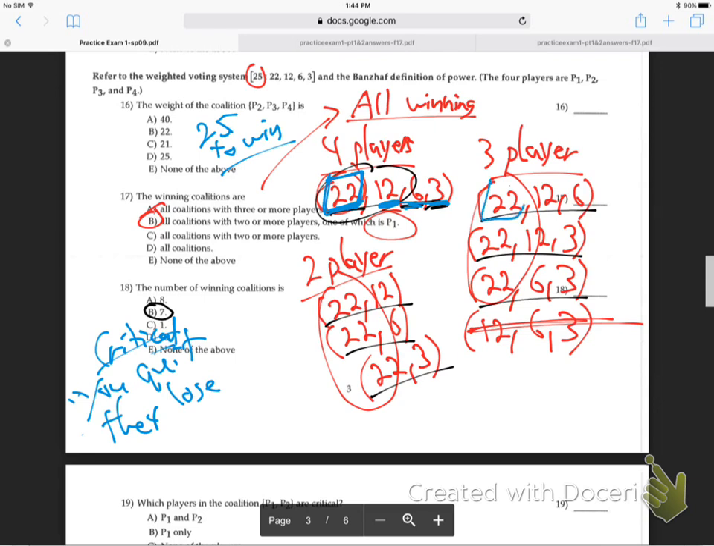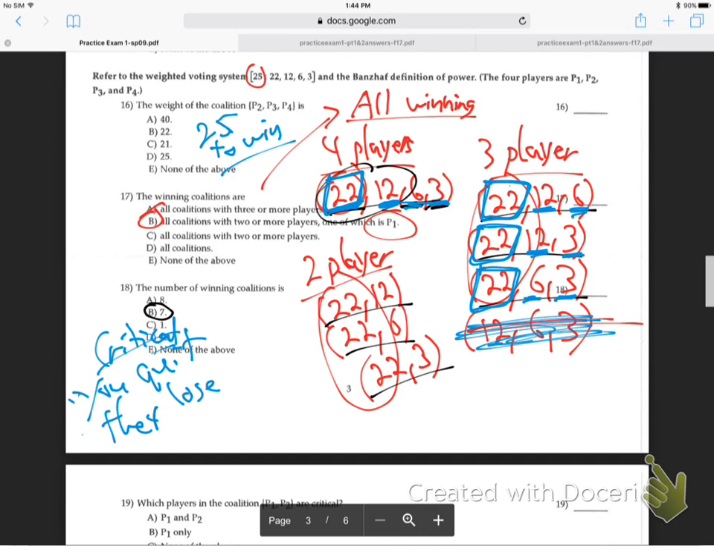If 22 quits, this team loses. So he's critical. What if the 12 quits? No, they still got 22 and 6. That's more than 25. 12's not critical, so therefore 6 couldn't be either. 22 is critical here. I think 22 is always critical. If 12 quits, do they lose? No, 22 and 3 is just enough, 25. So 12's not critical, therefore 3's not either. 22 is certainly critical here. What if 6 quits? No, they still got 25. So 6 and 3 are not critical. So this one's out, right?